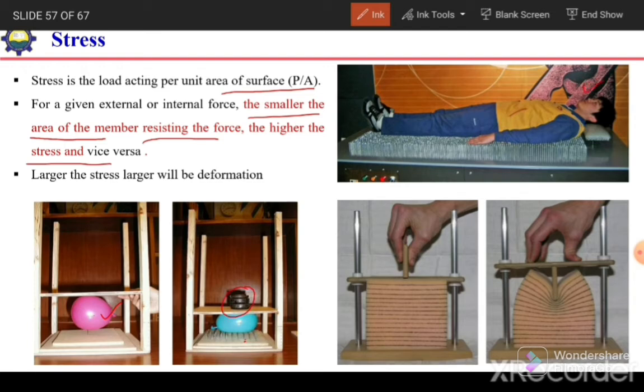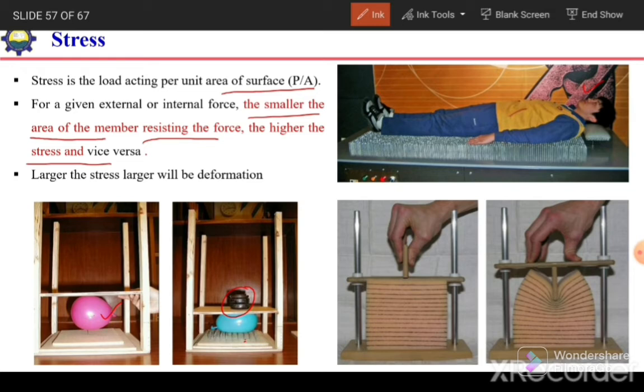Similarly, in the demonstration over here, if we try to sleep on a single nail, it is impossible. But if we place multiple nails like this and lay down on those nails, it will be possible, because the contact area is large because of the multiple nails, the stress acting on the body will be less, and no nail will penetrate our body.